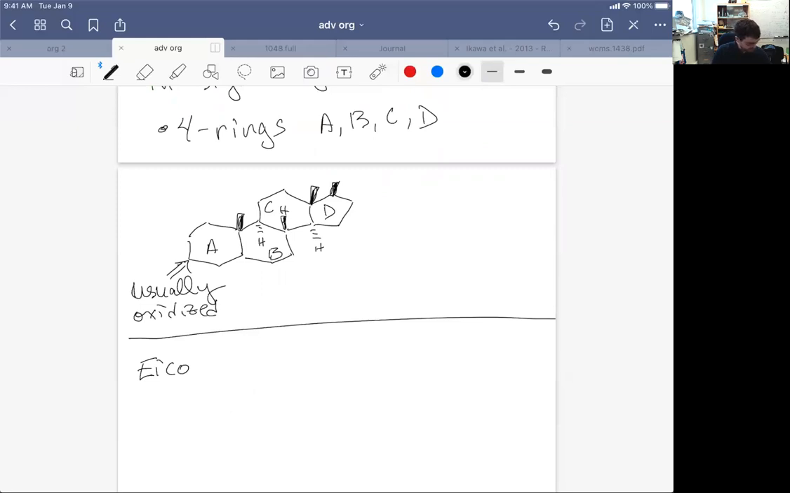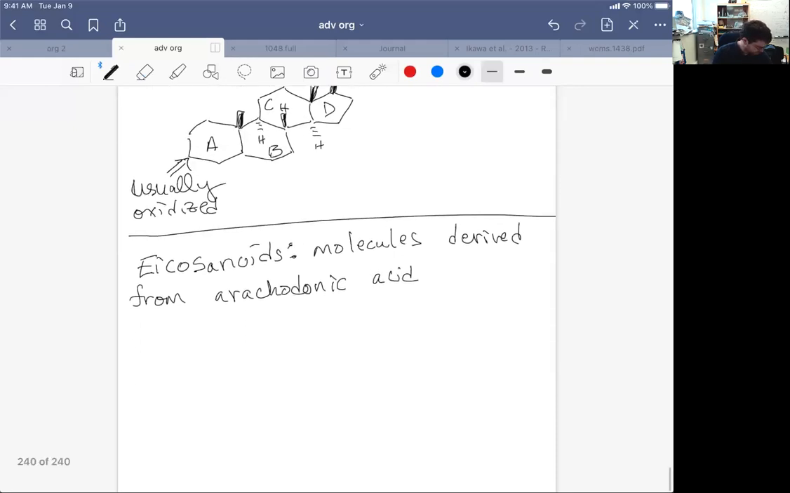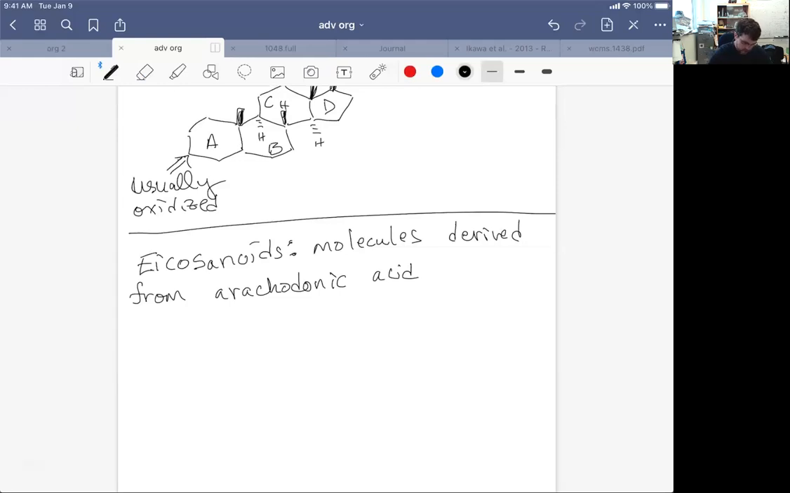So the next one is icosanoids. It's interesting that we included these. They're hugely important, but these are molecules derived from arachidonic acid. And so let's draw arachidonic acid at least once.